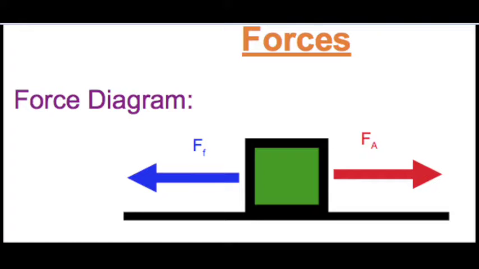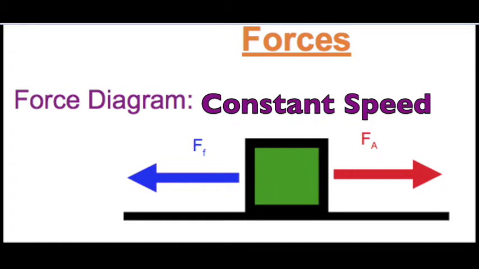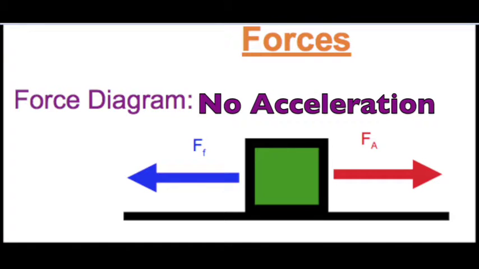We have to pull the object at a constant speed. We do not want the object to be accelerating. If it's accelerating, that means there's an unbalanced force, and the applied force and friction are not equal to each other. The only way to make sure that they are equal to each other is to make it go at a constant speed, so it's not accelerating.